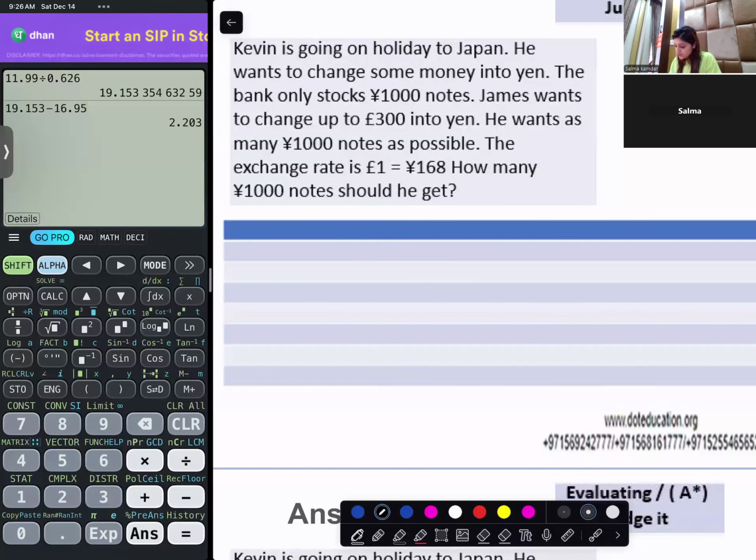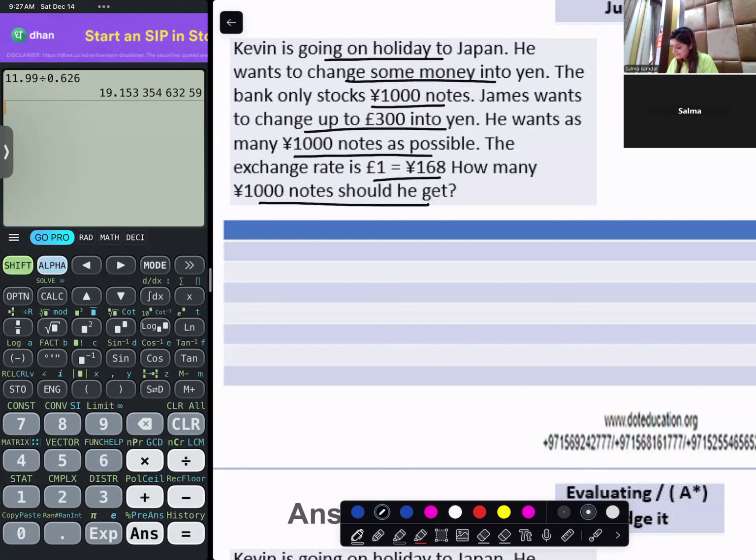Next question, pause, try, come back. Kevin is going on a holiday to Japan. He wants to change some money into yen. The bank only stocks 1,000 yen notes. He wants to change 300 pounds into yen. He wants as many 1,000 yen notes as possible, and the exchange rate is 1 pound is 168 yen. How many 1,000 notes should he get?